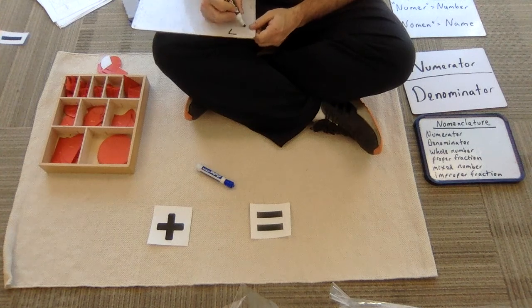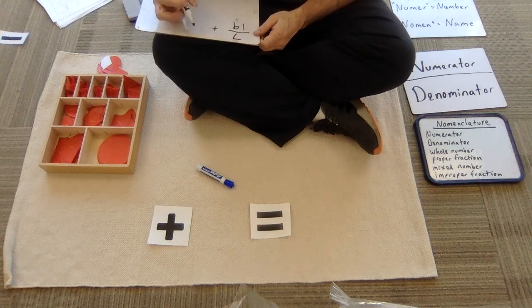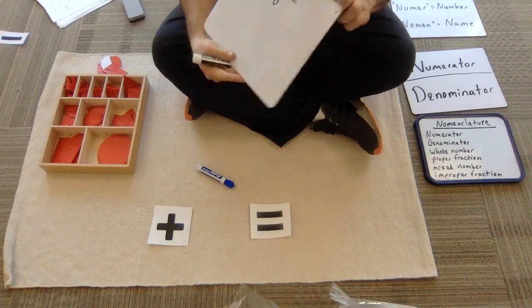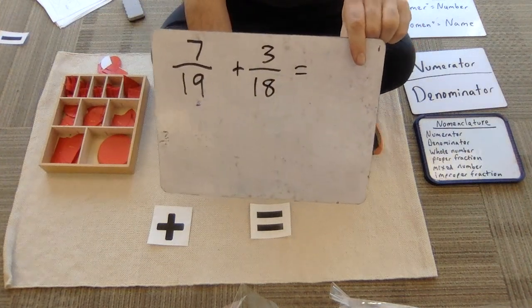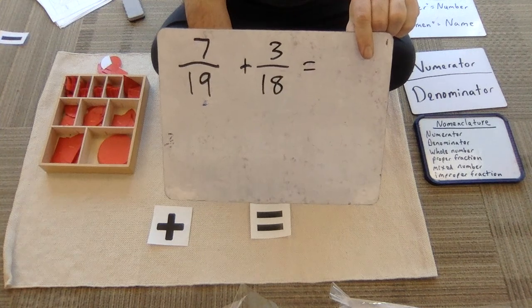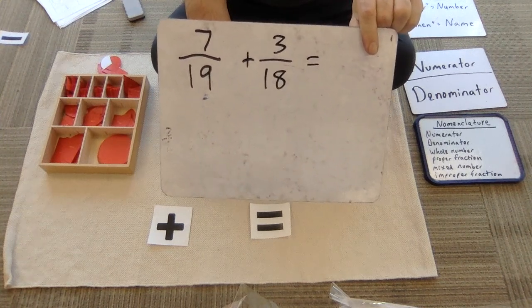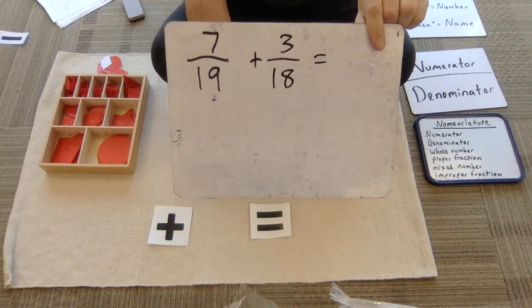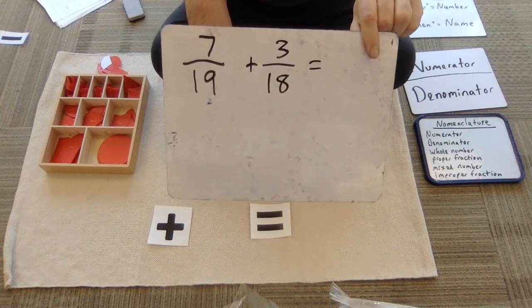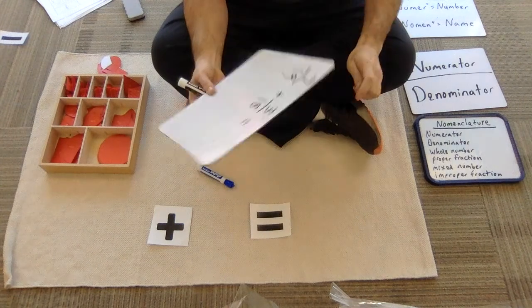Oh, Mr. Adam, you said it had to be under 20. Well, 7/19 plus 3/18 equals... Whoa! That one's pretty tough because finding a common denominator for that one is going to be very difficult, especially since 19 is a prime number. So that one's going to be a little bit more difficult. But I encourage you to do so if you want to.